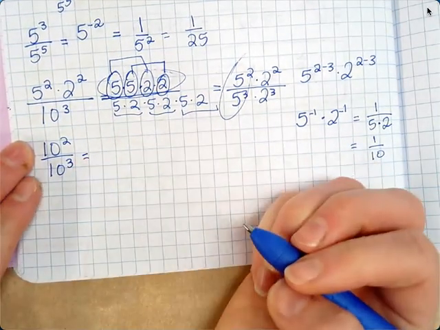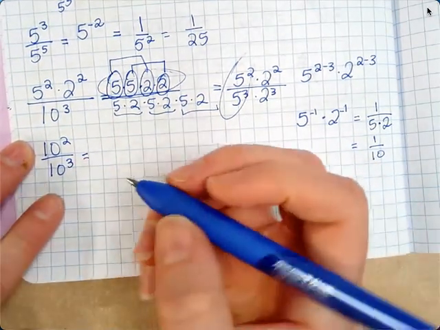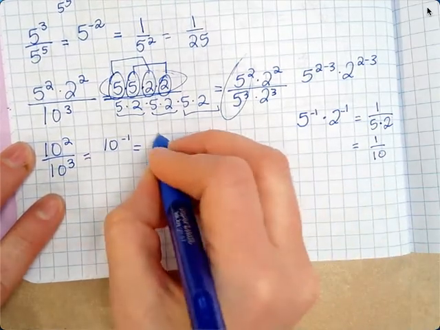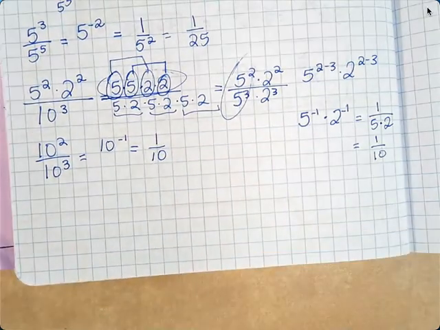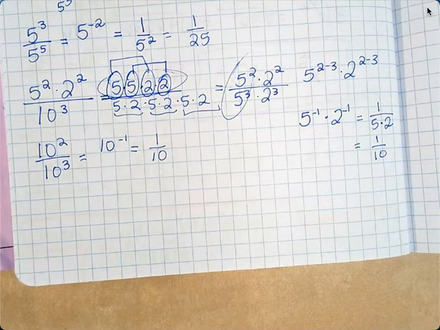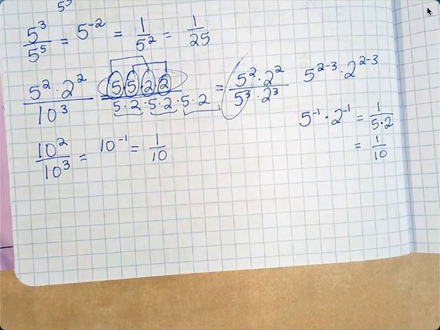So what would we write there? How would we simplify that? 10 to the negative 1. 10 to the negative 1, which equals 1 over 10. What do y'all think? Which one's easier? That one. Yeah, that one's easier. Oh my. Why'd you make us do all that work?